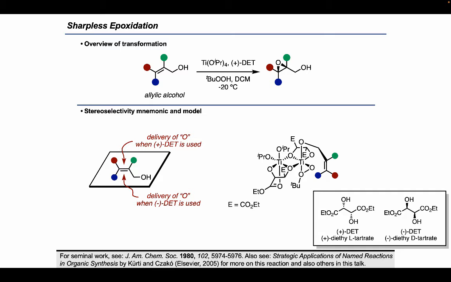But why is this the case? In the stereochemical model shown on the right, we can see a dimeric titanium species where each titanium is bound to a tartrate ligand. And by simultaneous coordination of tert-butyl hydroperoxide and the allylic alcohol, it's possible for one face of the alkene to be preferentially displayed to the peroxide for epoxidation.